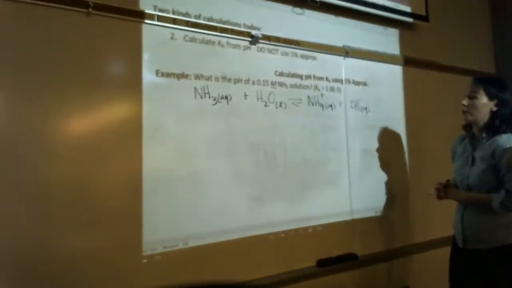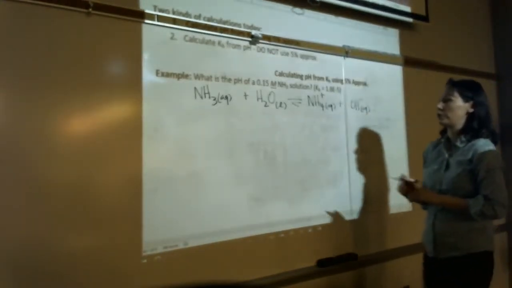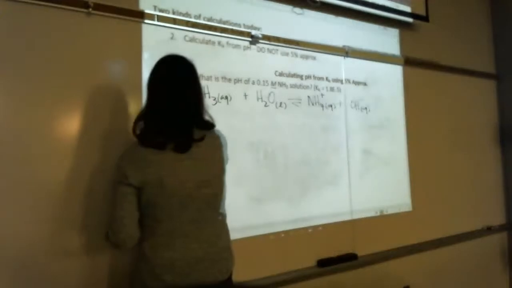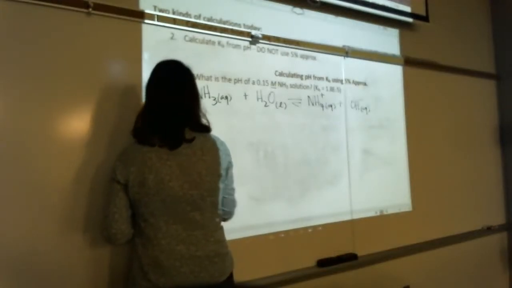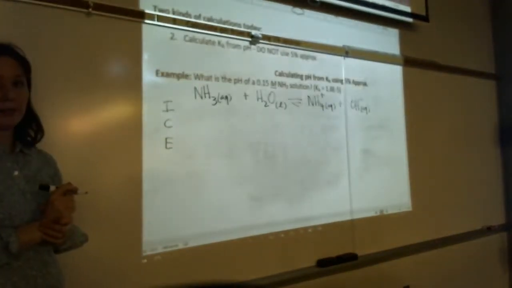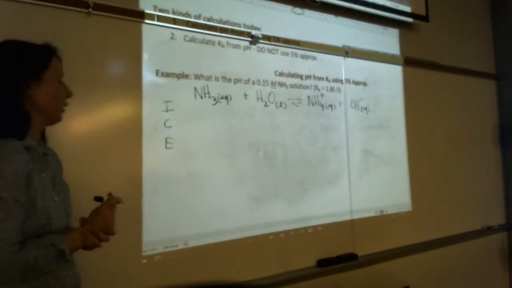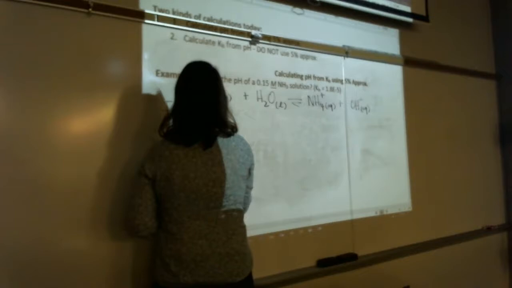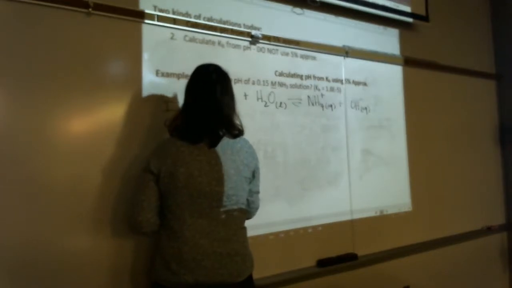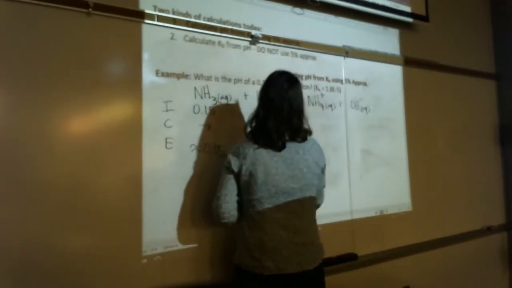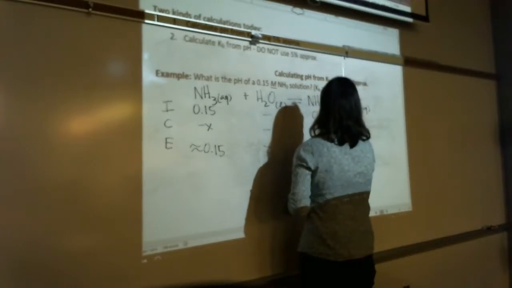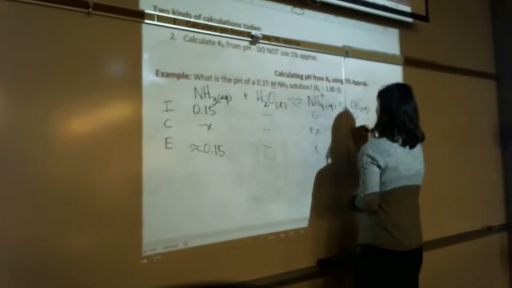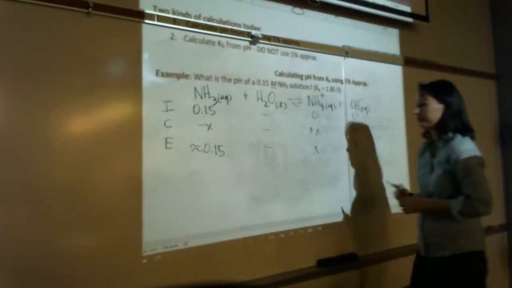Okay, so pH of a 0.15 molar solution. We need to make an ice table. Are we allowed to use the 5% approximation here? Yes, because K is significantly less than 1. So 0.15 molar minus X, so we're just going to say 0.15. This is a liquid, so who cares? 0 plus X, X. 0 plus X, X.